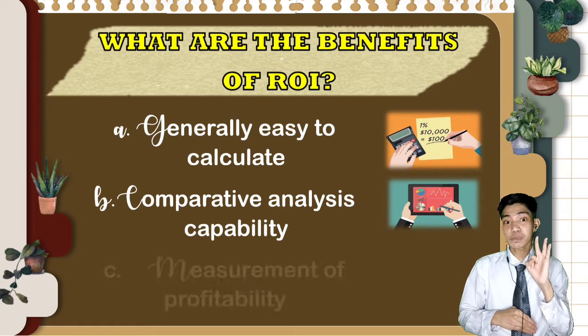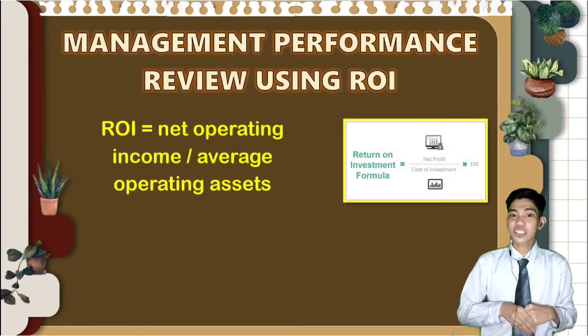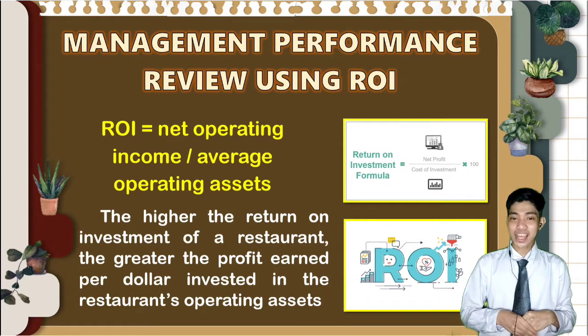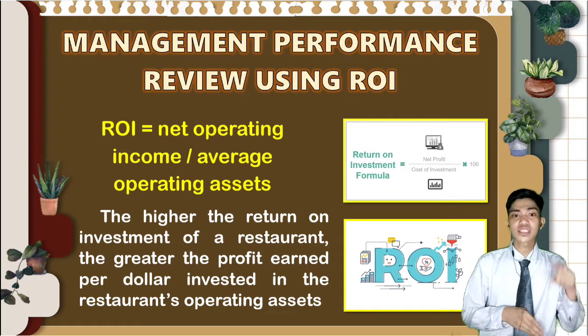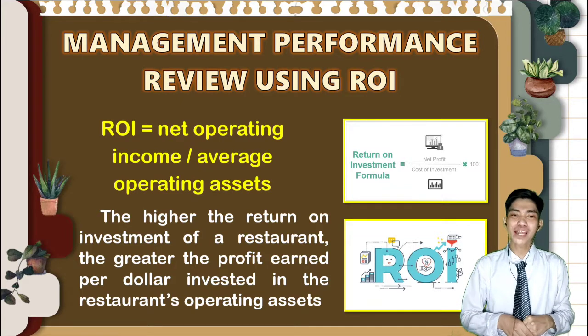And last is measurement of profitability. As I said earlier, ROI relates to net income for investment made in a specific business unit. So it provides a better measure of profitability by company or team. ROI is defined as net operating income divided by the average operating asset. And you know what, class? The higher the return on investment of a restaurant, the greater the profit earned per dollar invested in restaurant operating assets. Because as I said earlier, it depends on our ROI whether the food establishment earned or reached its certain income goals.